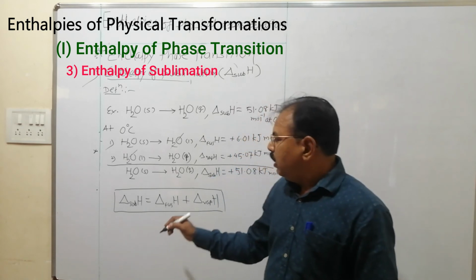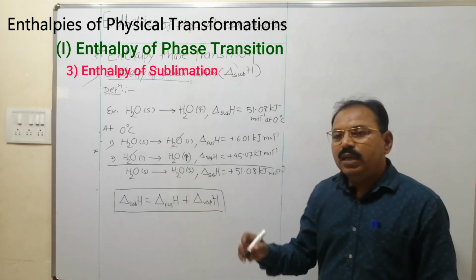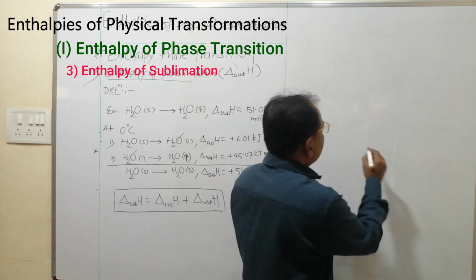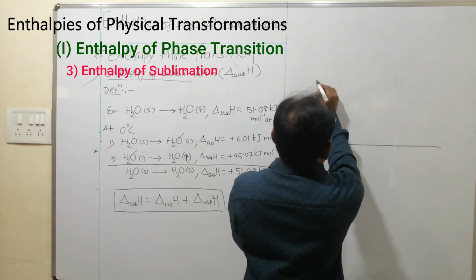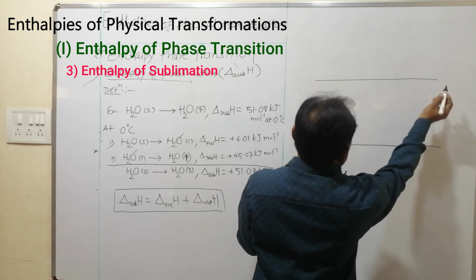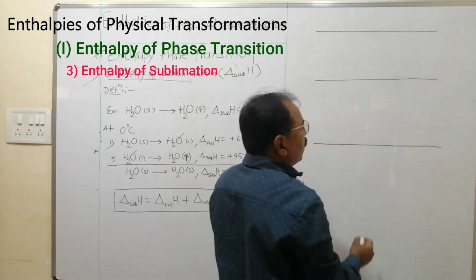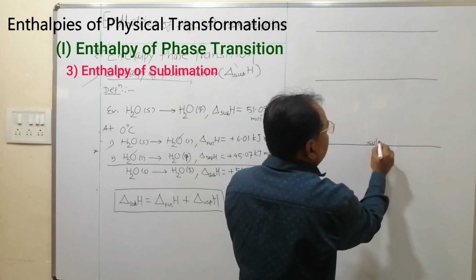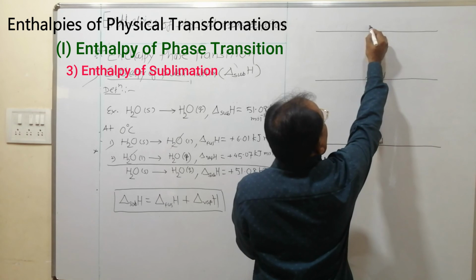Now we can see the schematic representation of these three ways, that is enthalpy of sublimation, enthalpy of fusion and enthalpy of vaporization. I am writing here first line, second line and then third line. Okay, this is solid, this is liquid and this is the gaseous state.